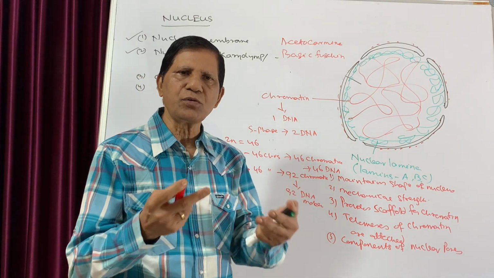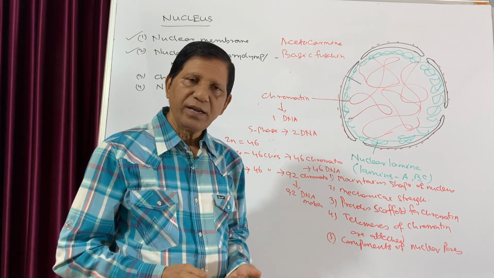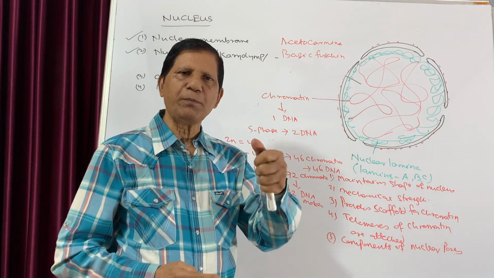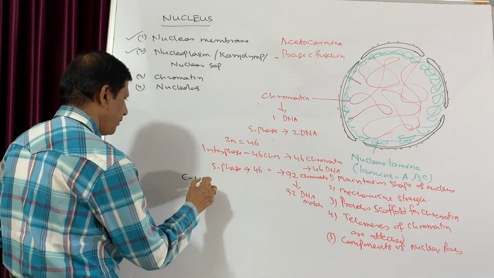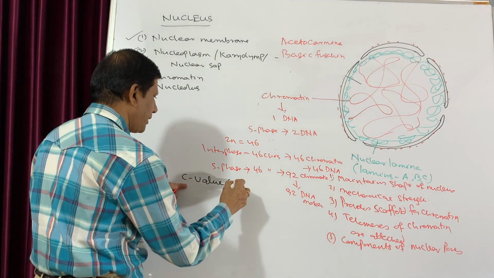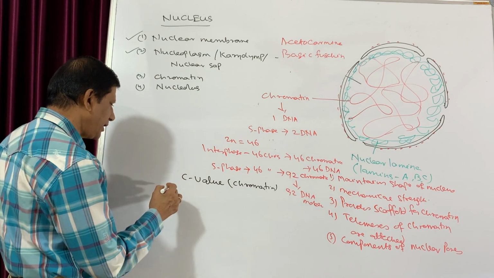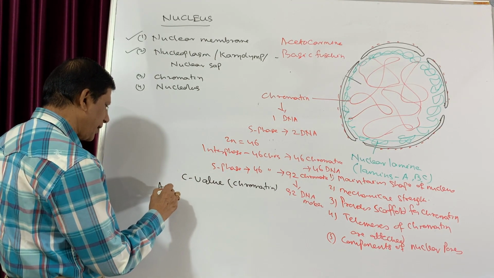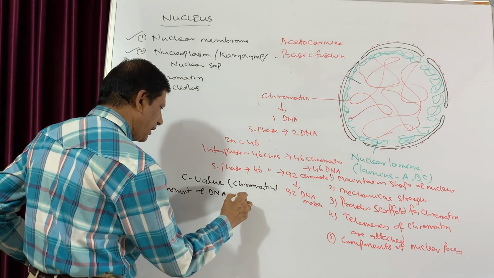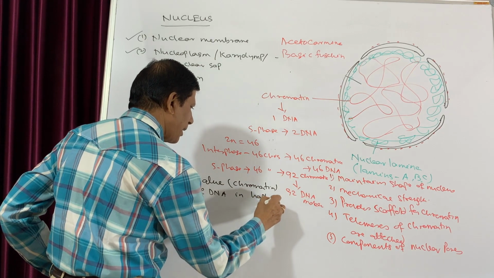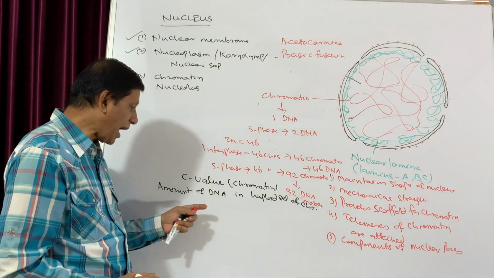When we say that 2n is equal to 24 in case of potato or tomato, that is the number of chromosomes. But if you take the weight of the chromosomes in a haploid set, then that is known as C value. C means chromatin. So what is C value? C value means the amount of DNA in a haploid set of chromosomes.